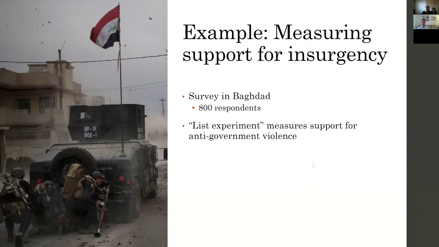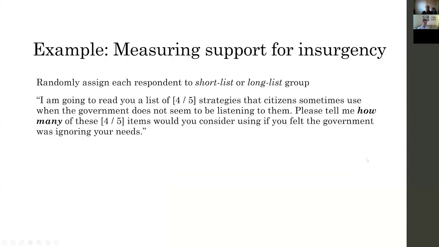So we're in Baghdad. We're running a survey. We want to measure support for anti-government violence. And I'm going to use a list experiment. So how does this work?